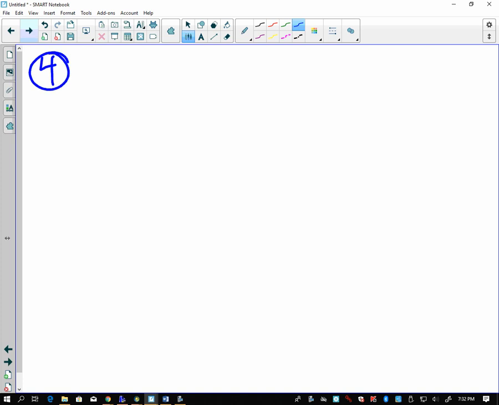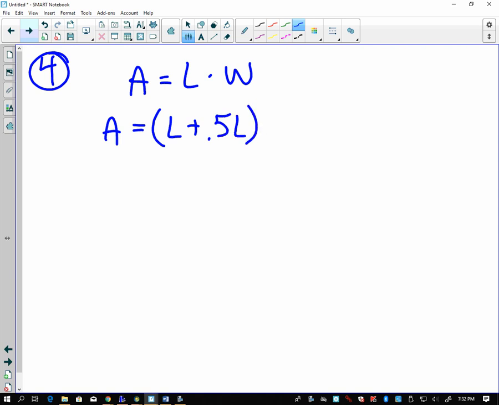Number 4, if a rectangle's length is increased by 50% and its width is decreased by 70%, what is the percent change in area? Okay? So area equals length times width, right? Let's say our length is increased by 50%, we get something like that, okay? And let's say our width is decreased by 70% of our width, okay? We'd get something like that.